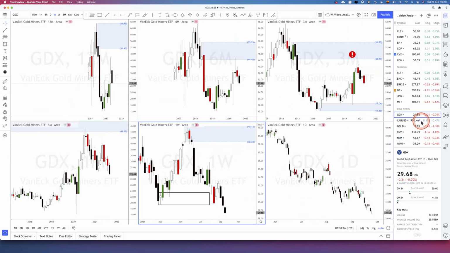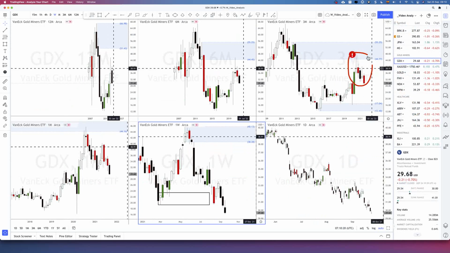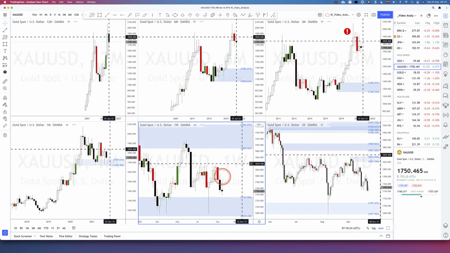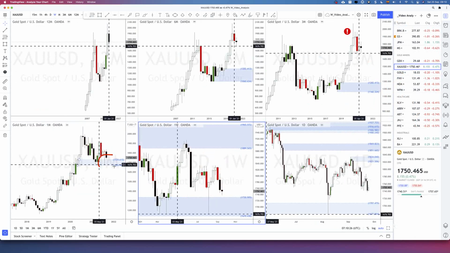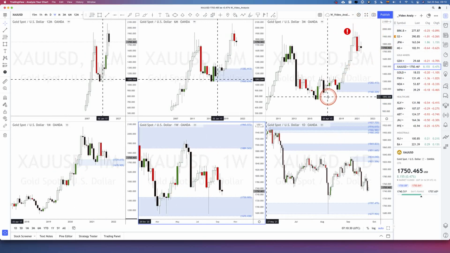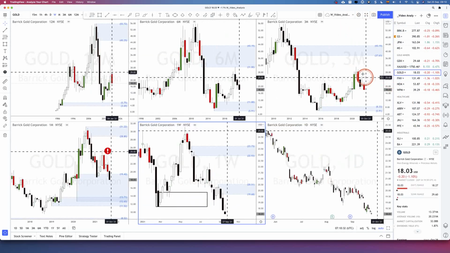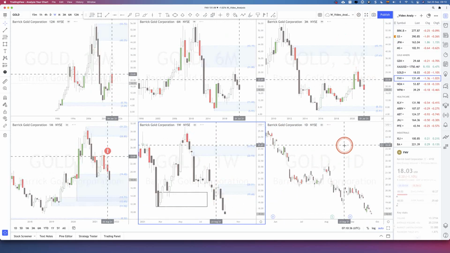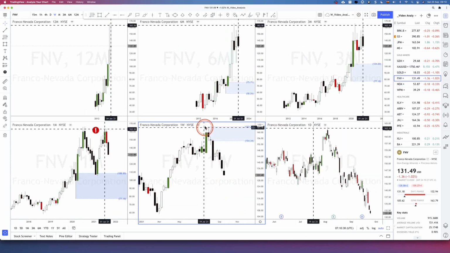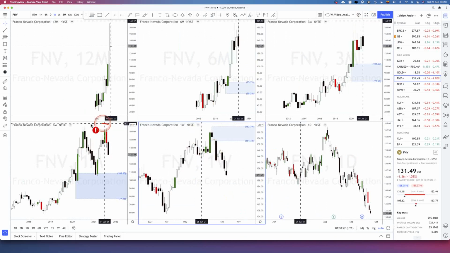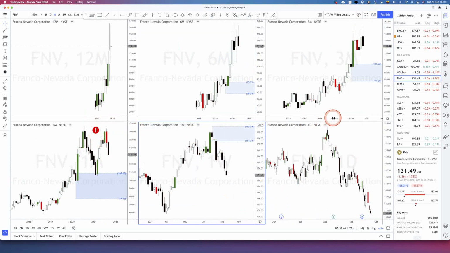Gold miners are dropping together with gold, so no longs allowed. 3 month supply in control, short in the weekly sequence. Gold, probably this area of demand is going to be eliminated on the monthly. See the price action on the 3 months, no longs allowed. So Barrick Gold, bearish price action, weekly downtrend, new supply, short bias. Franco Nevada, we have the weekly area of supply created over there, bearish price action, no longs allowed.